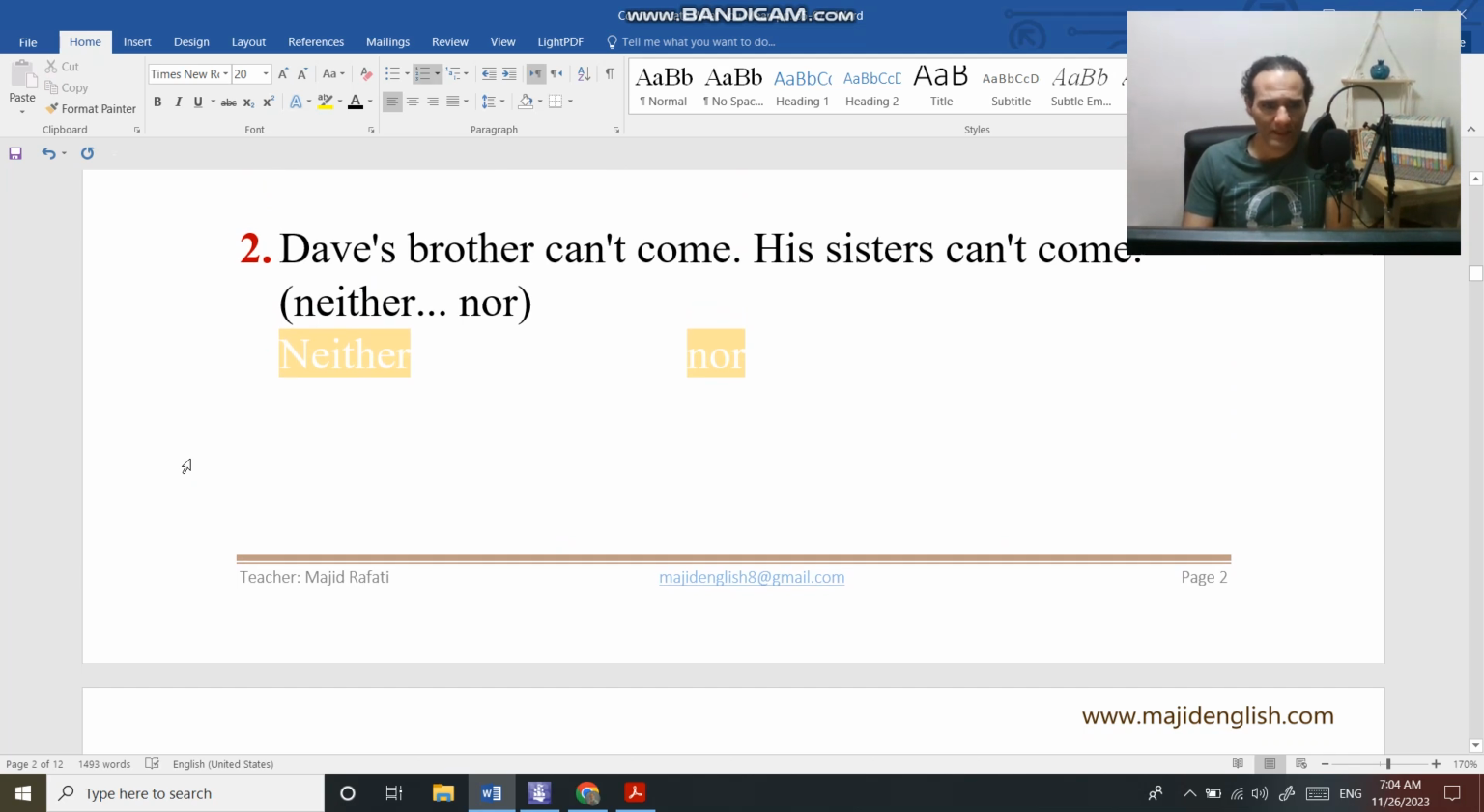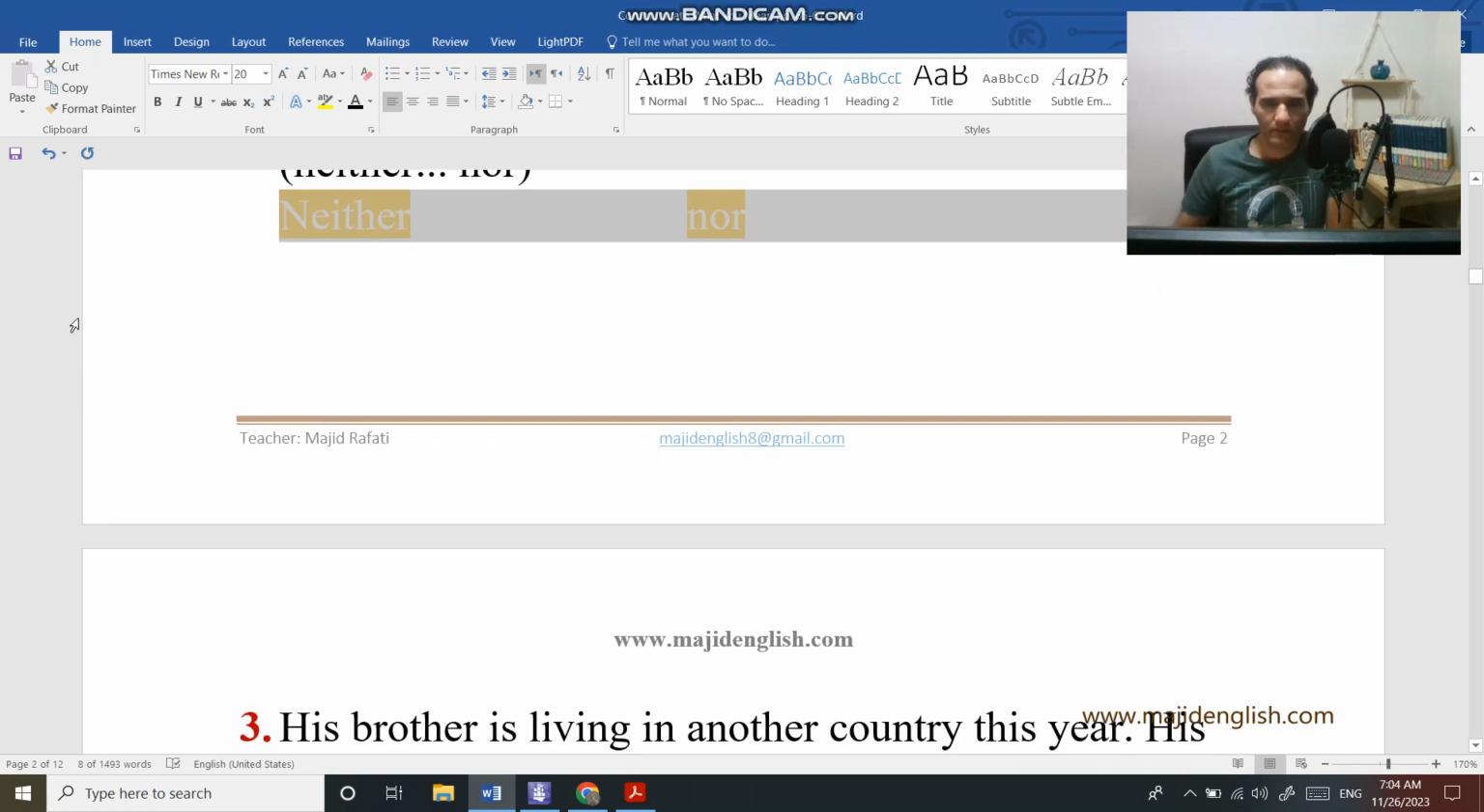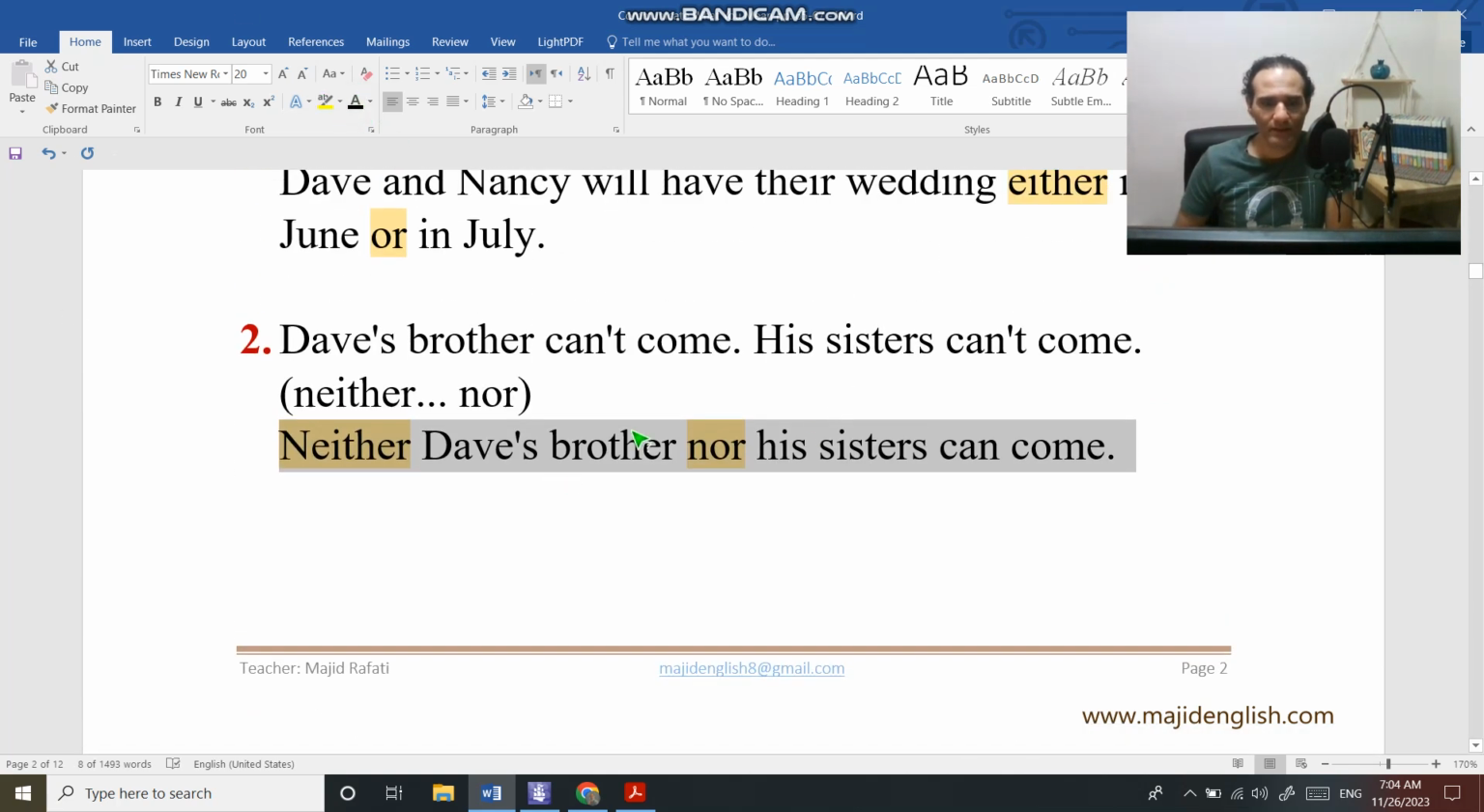This one is negative. Dave's brother can't come, his sisters can't come. So two negatives, neither nor, and brother, sisters. This is the connecting element. So neither Dave's brother nor his sisters can come. Okay?